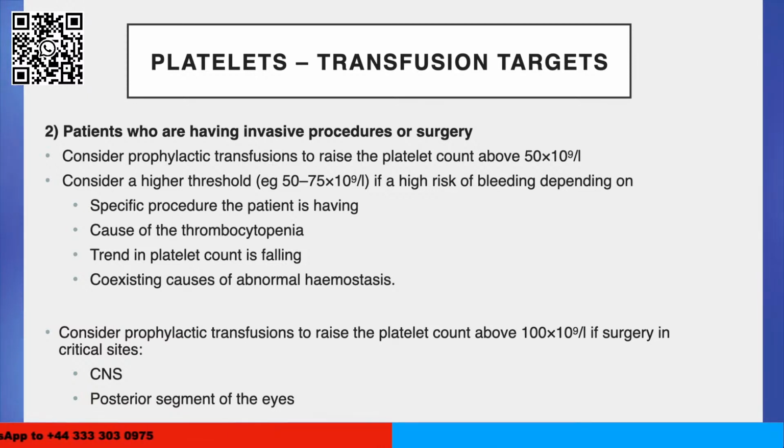You might consider raising the platelet count above 100 if you're having surgery at a critical site. So this might include the posterior fossa in the central nervous system or the posterior segment of the eyes.